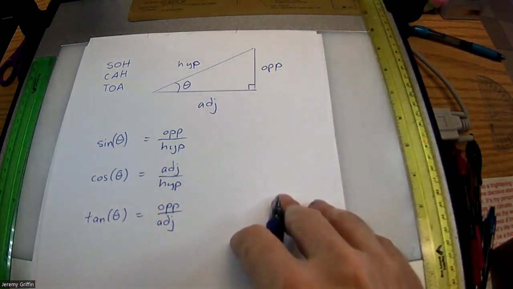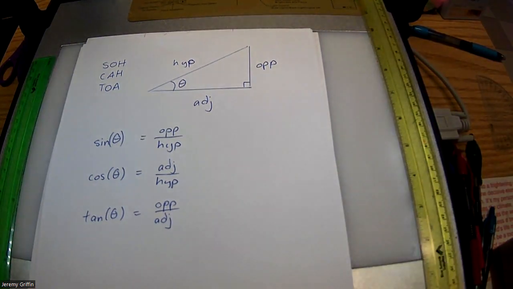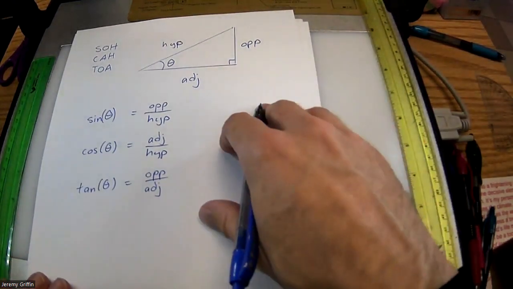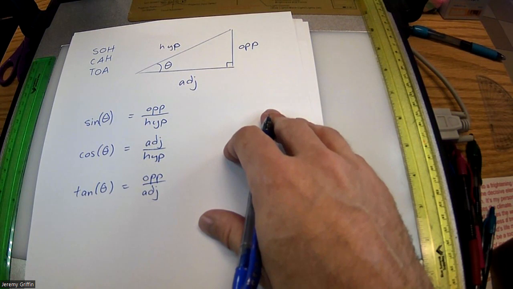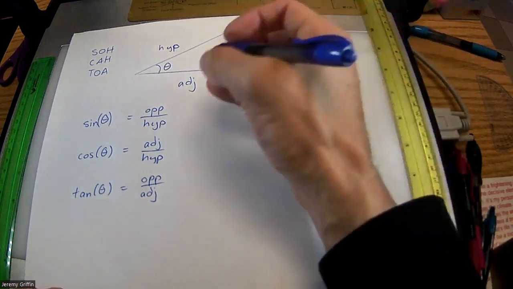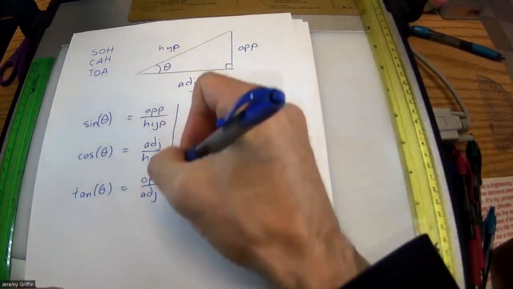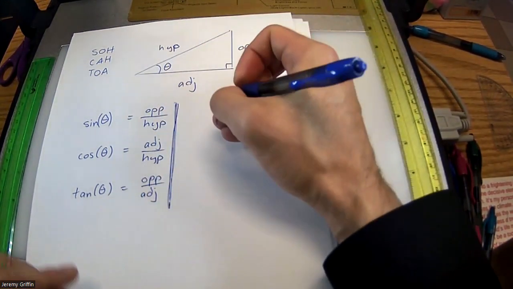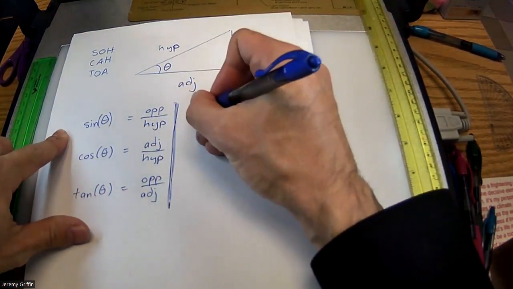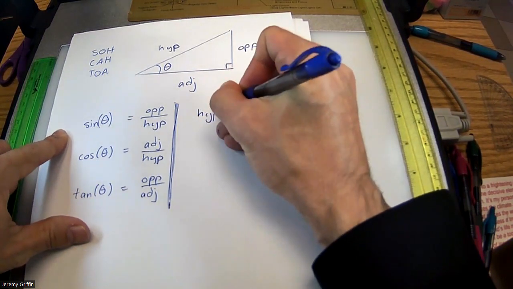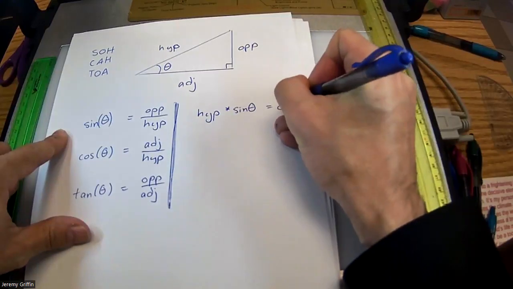All right, now hopefully you guys remember this from math class, like pre-calc or trig. What I'm going to do, guys, is rearrange these to how you normally actually apply them in physics. This top one, if I take the hypotenuse and cross multiply it, if you have the hypotenuse and you multiply by sine of theta, that would give you the opposite side.